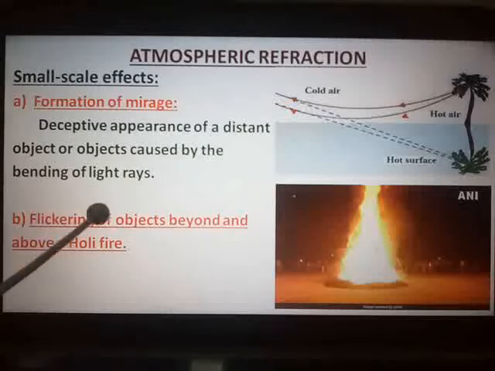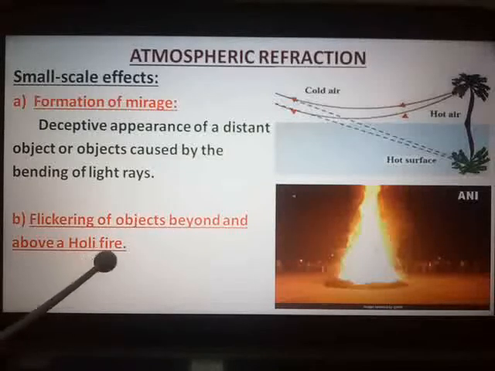And about the flickering of objects beyond and above a holy fire, I have already told you that when a holy fire is lit on the holy day, you have seen that the direction of light rays coming from the objects beyond the holy fire changes. How do they change? Due to the changing refractive index above the fire, and hence the objects appear to be flickering, they appear to be moving. Both these topics, just prepare them. I think the activity is removed, so there are very few chances of this part being asked in the exam.